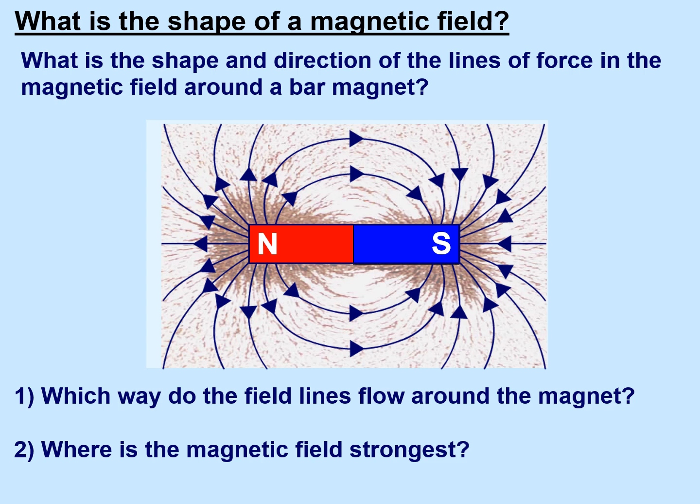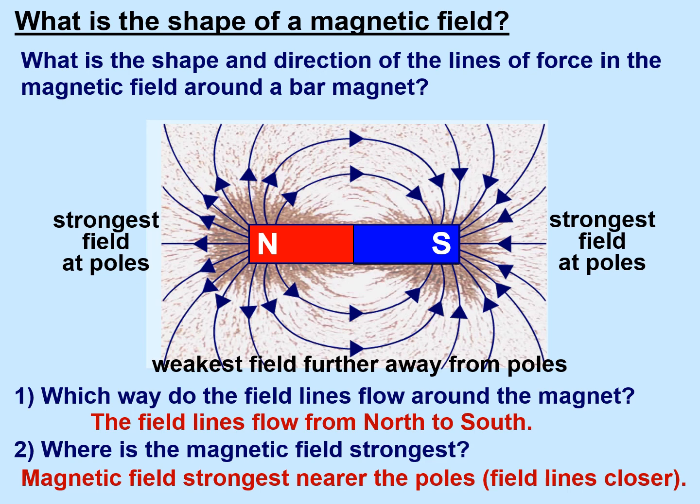Answers coming up in 3, 2, and 1. So which way do the lines flow? If you look at that, the arrows clearly show that the field lines are flowing from north to south. Again, you do need to know that. Where is the field strongest? It's strongest at the poles.